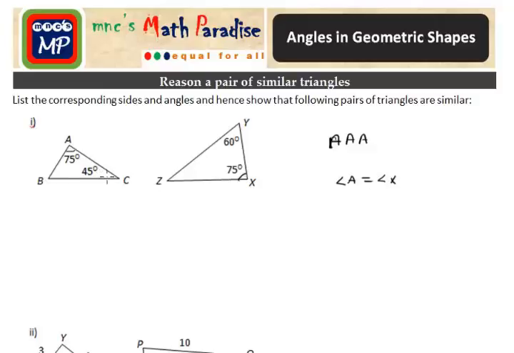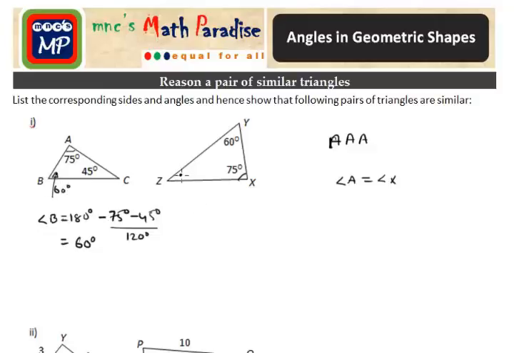Now angle C is given as 45 degrees, angle Y is given as 60 degrees. But angles Z and B are not given, so we can calculate them. Angle B will be 180 degrees minus these two angles, because the sum of three angles of a triangle is 180 degrees, and these two angles are 75 and 45. So the rest will be angle B. If we calculate it, this is 120 degrees, so angle B is 60 degrees.